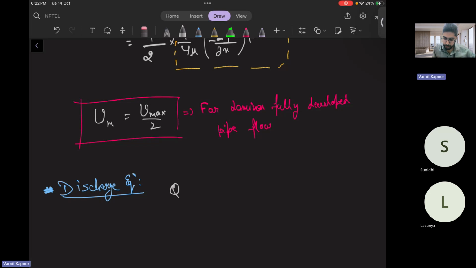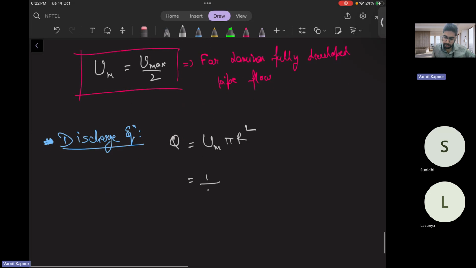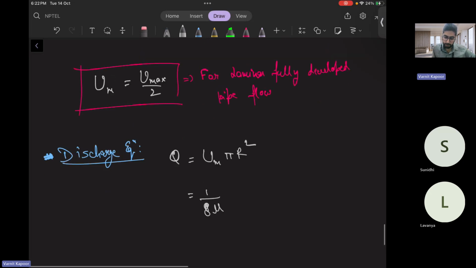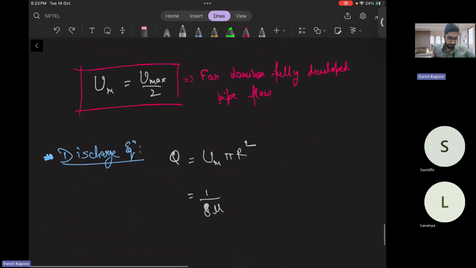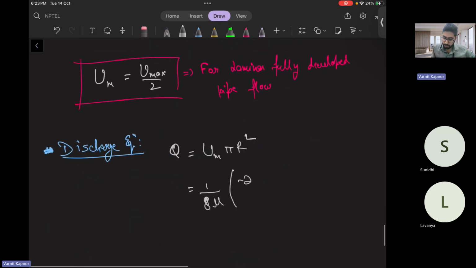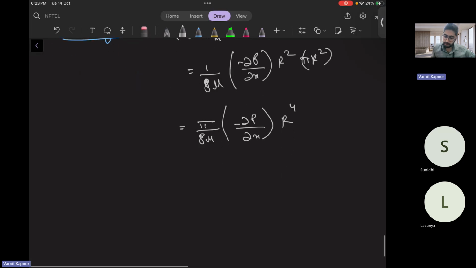The discharge is nothing but U mean into pi r square. What is your U mean? It is 1 by 8 mu minus dou p by dou x into R square, which we just calculated here. So multiplying by pi r square, the discharge will be pi by 8 mu, minus dou p by dou x, into capital R to the power of 4.